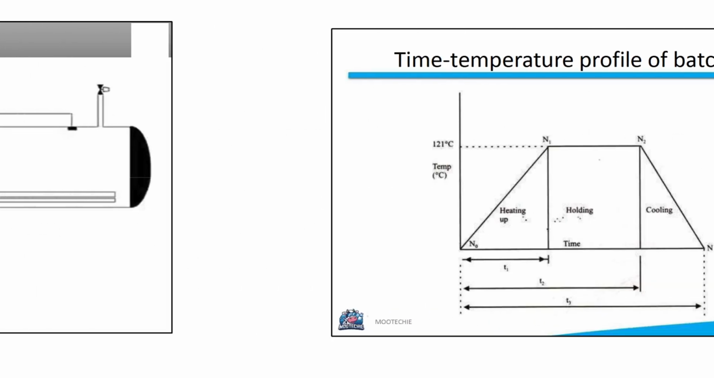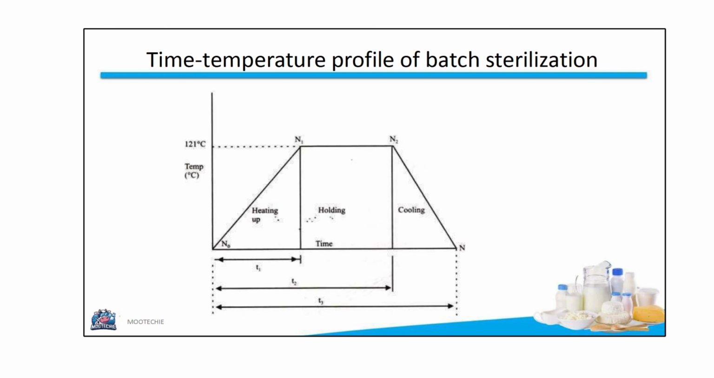This cycle can be seen on a time temperature profile for batch sterilization. The temperature rises during the heating up phase to a target, like 121 degrees Celsius. It is held constant during the holding time, which is when microbial reduction occurs, taking the population from an initial level N1 down to N2. Finally, the cooling phase brings the temperature down, further reducing the population to N3.